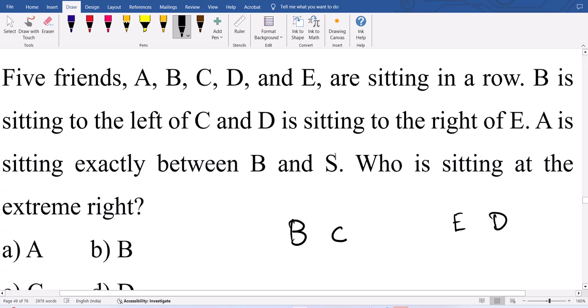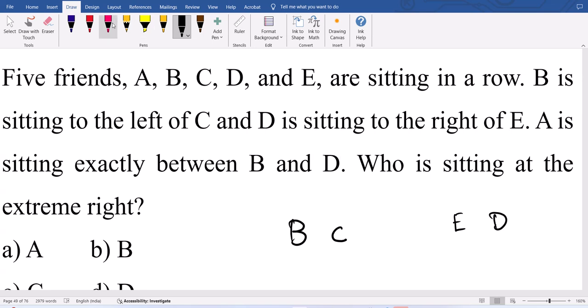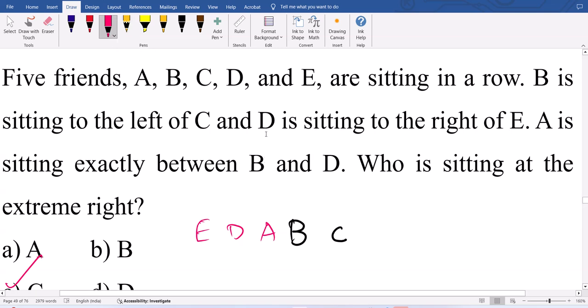B and D. So then we can map E and D here, A here. Who is the extreme right? It will be C. A is sitting exactly between B and D. C is right of B. D is right of E. Or B is left of C, or C is right of B. Who is sitting on the extreme right side is C.